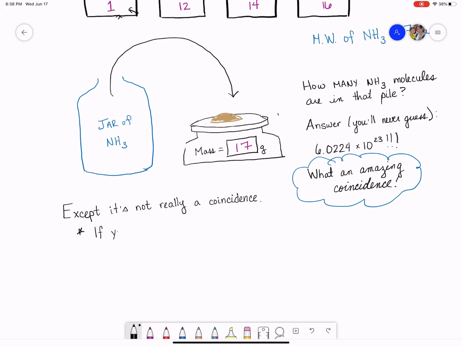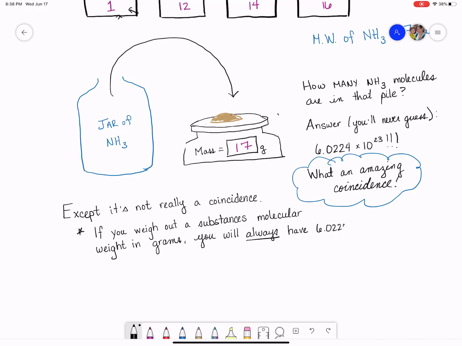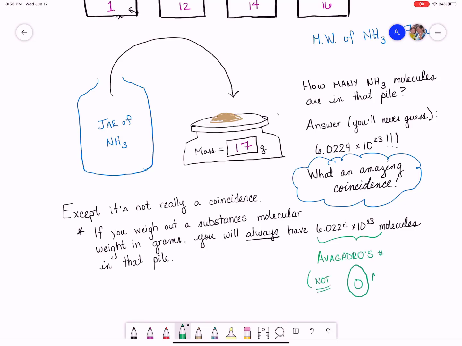So what was elucidated is that if you know the molecular weight of a substance and you weigh out that much in grams of the same substance, it's always going to contain 6.02214 times 10 to the 23rd molecules. And that constant became known as Avogadro's number.